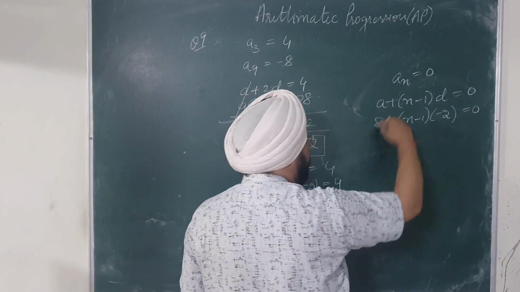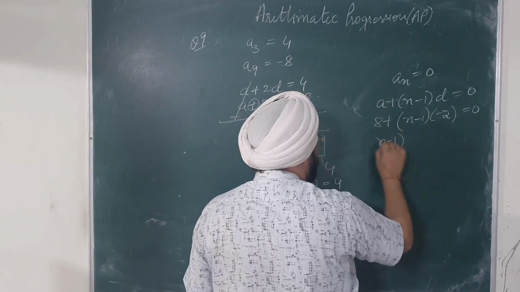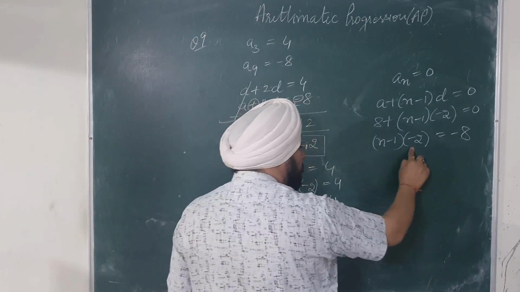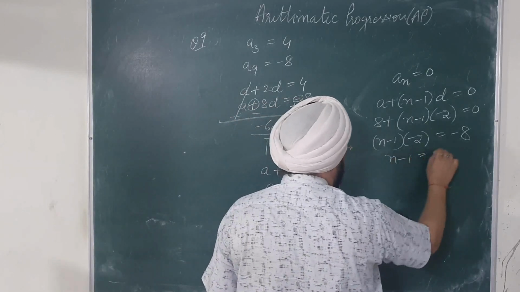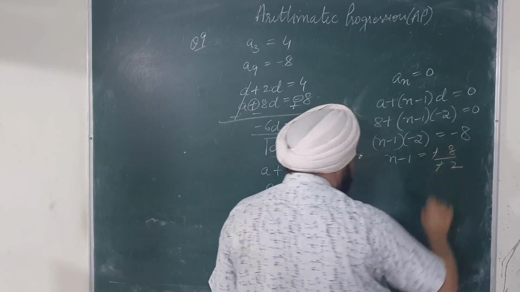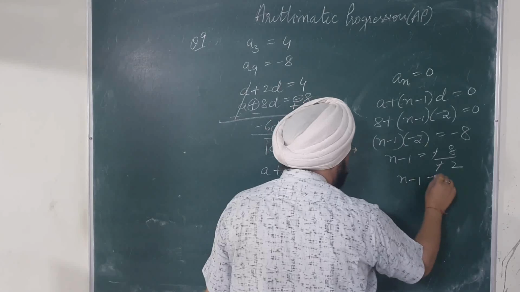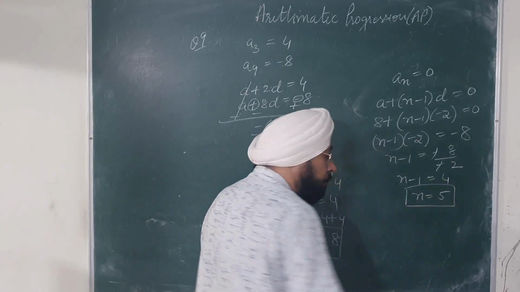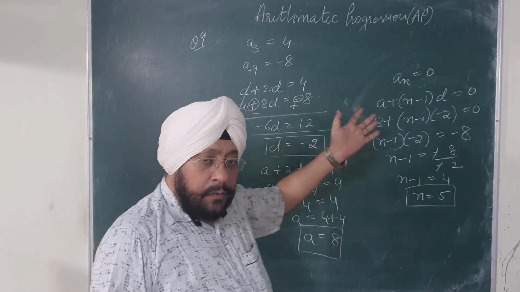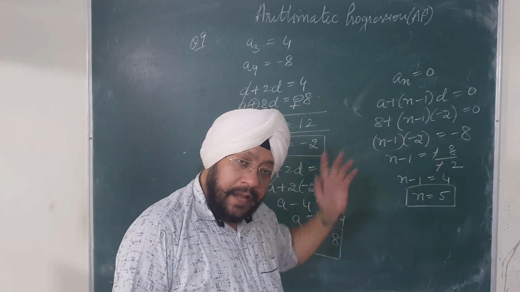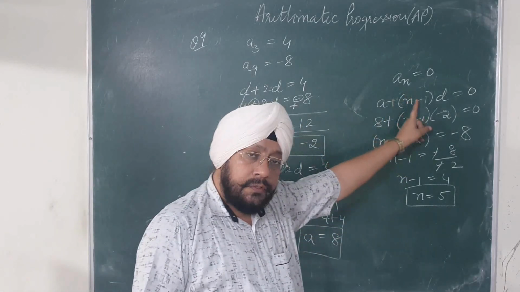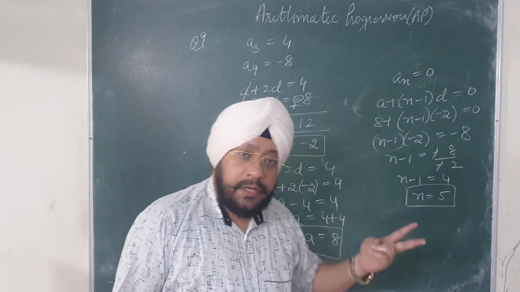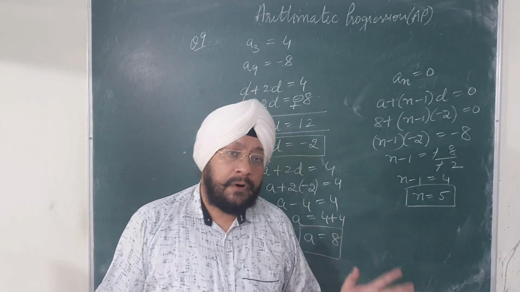Just bring this a to that side, we get n minus 1 multiplied by minus 2, and this 8 becomes negative on this side. Now when we bring minus 2 to this side, this becomes minus 8 upon minus 2, so the minus sign is cancelled. We get n minus 1 is equal to 4. Bring 1 to this side, so we get n is equal to 5. It means in whatever sequence or AP we have here, the fifth term will be equal to 0. So in this way you can see that we just require two terms, a and d, to find any particular term of an AP.